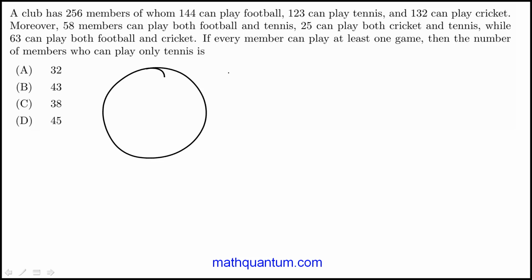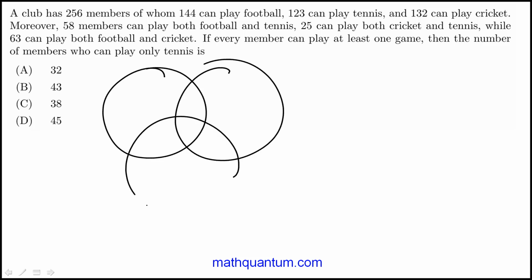So this is a triple Venn diagram problem, and those generally tend to be somewhat time consuming. So football is 144. We have tennis, that's 123, and then cricket is 132. So here I'm going to call X as the number of members who can play all three of the sports.